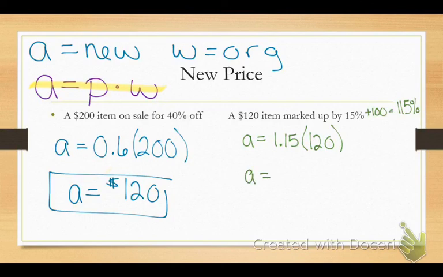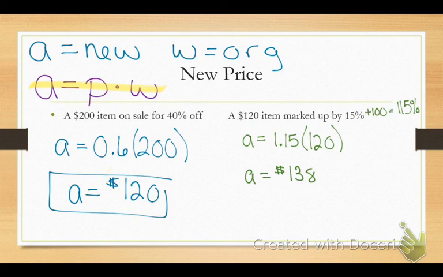A equals $138. Okay, can anybody interpret this answer? Can anybody put this into a sentence? What the original was versus what the new was? Think of it like what the store paid versus Colin. I paid $18 more than the store paid for the same product. Perfect. Okay. So to interpret this answer, you would say I paid $18 more than the store paid, or you could say the store paid $120, but I paid $138.